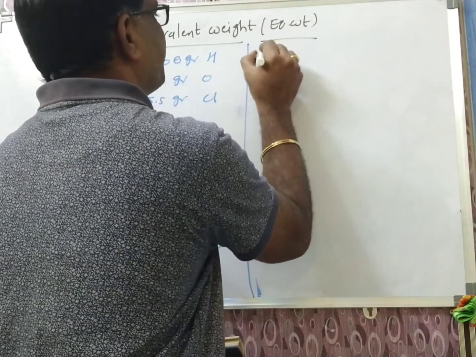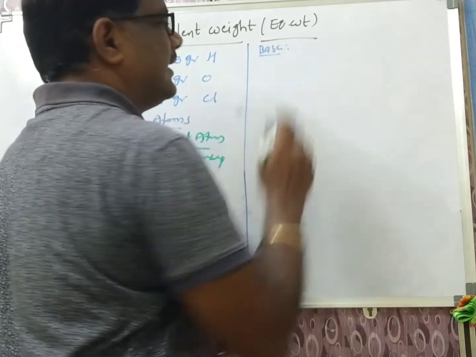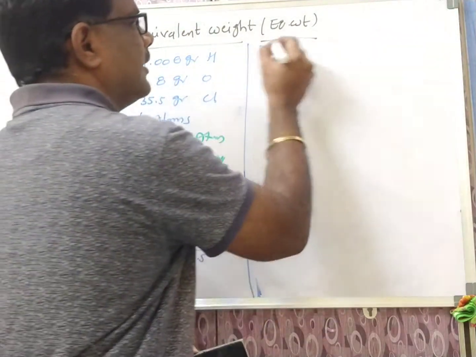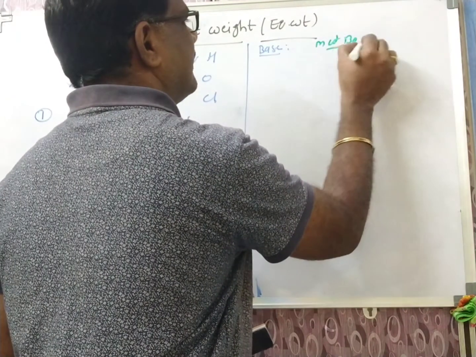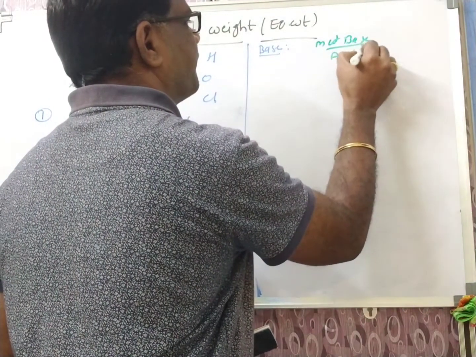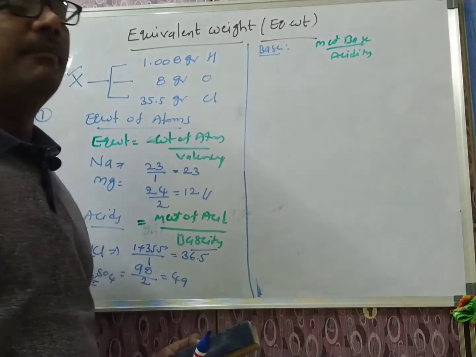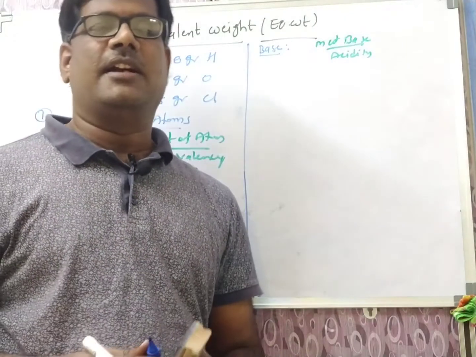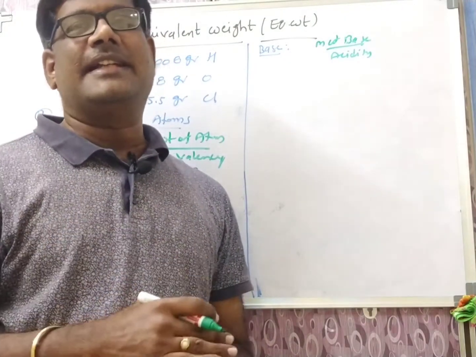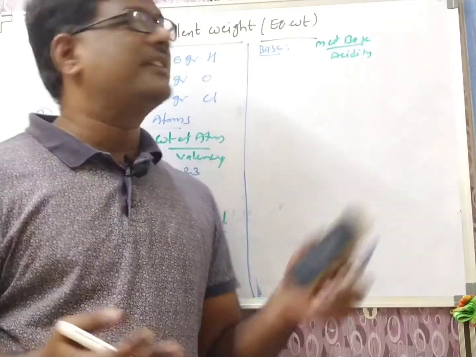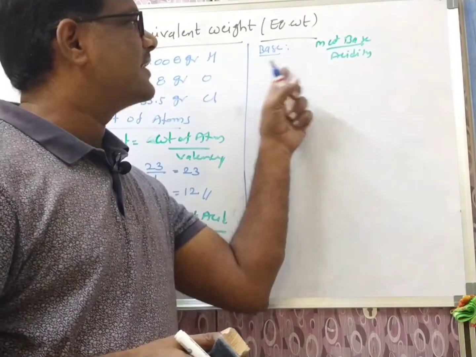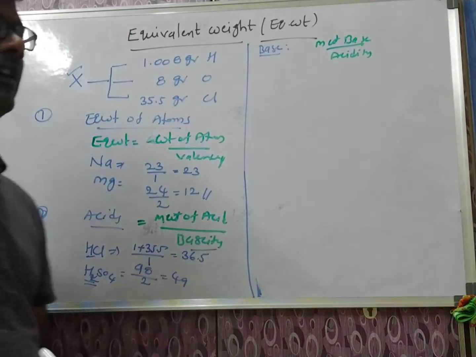Similarly, base. What is the equivalent weight of the base? Same thing: molecular weight of the base divided by acidity. What is the acidity? Number of replaceable hydroxyl ions, because a base contains hydroxyl groups. How many hydroxyl groups are replaceable? That number is called the acidity. So a base will have the acidity and an acid will have the basicity.